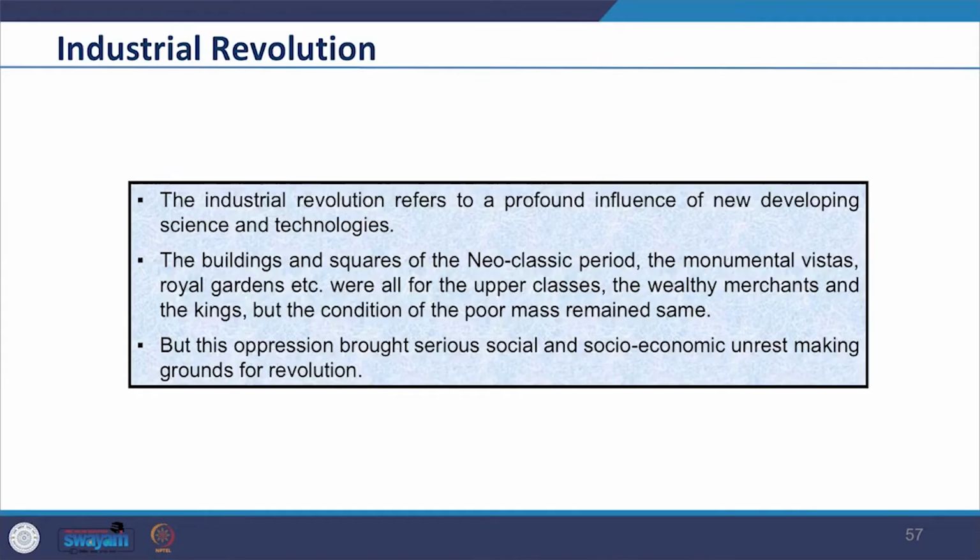We see that the Industrial Revolution reflects a profound influence of newly developing science and technologies. The buildings and squares of the neoclassic period, the monumental vistas, royal gardens and so on, were all for the upper classes, the wealthy merchants and the kings, but the conditions of the poor masses remained the same. But the oppression brought serious socio-economic unrest, making grounds for revolution.